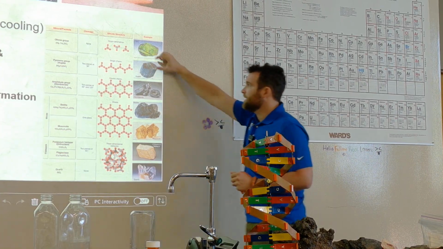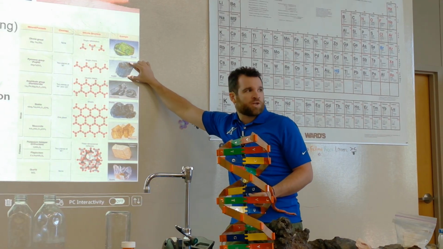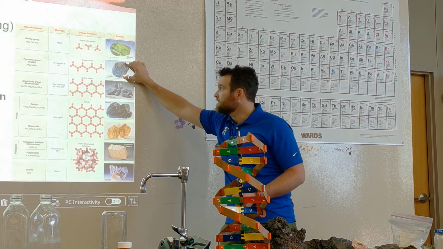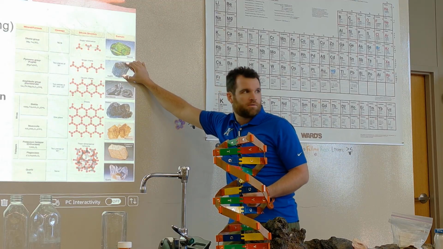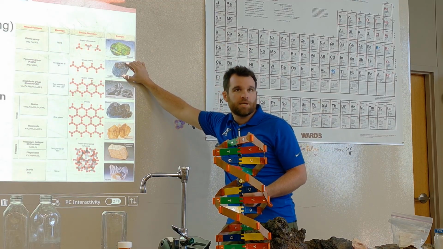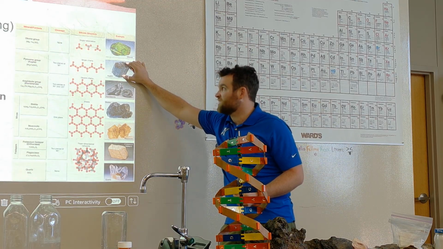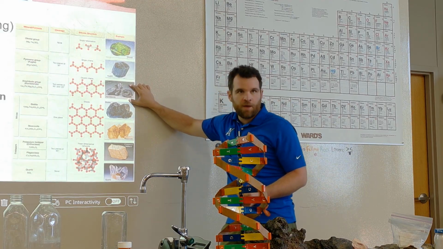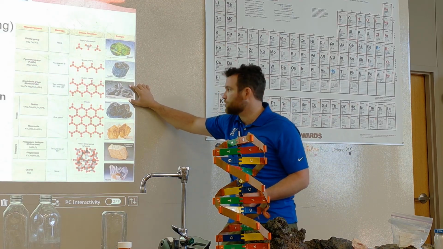Okay? Next up, we've got a single chain. We're starting to polymerize as we go down this list. Okay? Single chain, dark silicate, ferromagnesian. This is called pyroxene. Okay? Then we have our double chain, amphibole. Then we have our sheet structures.